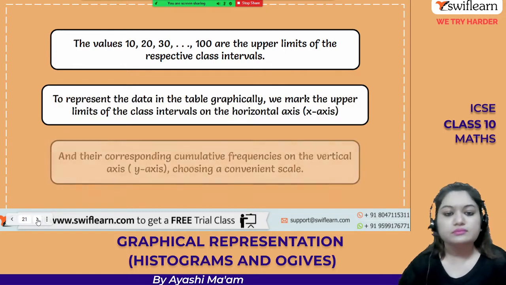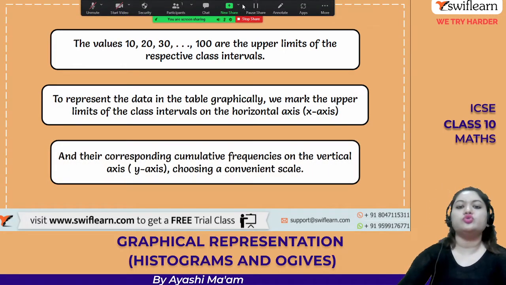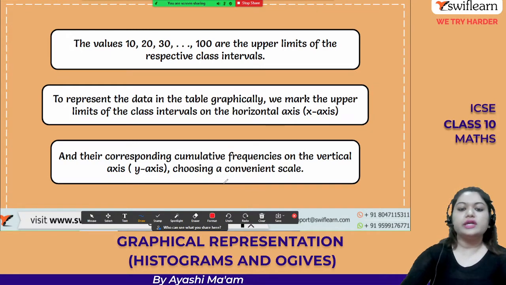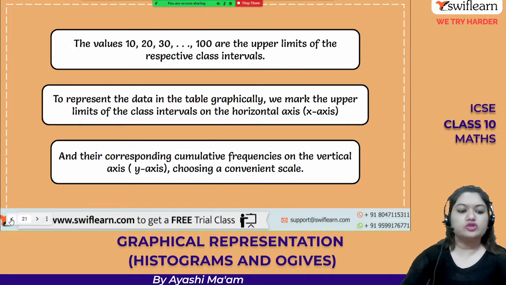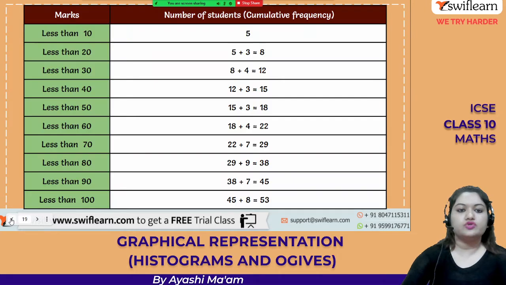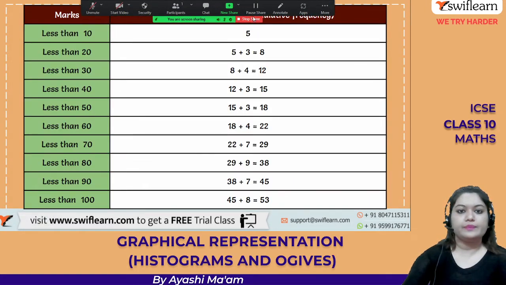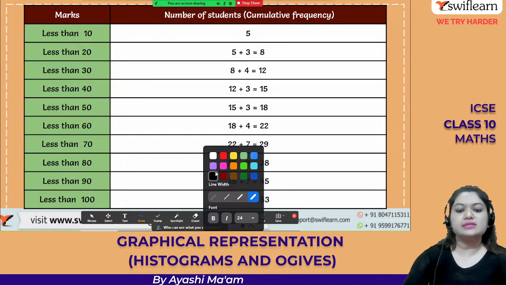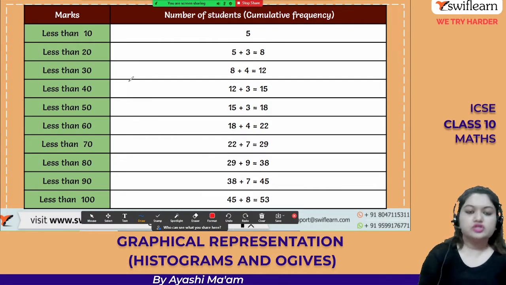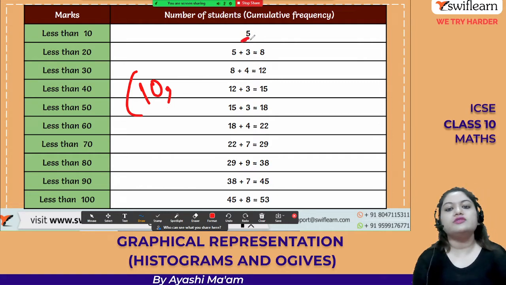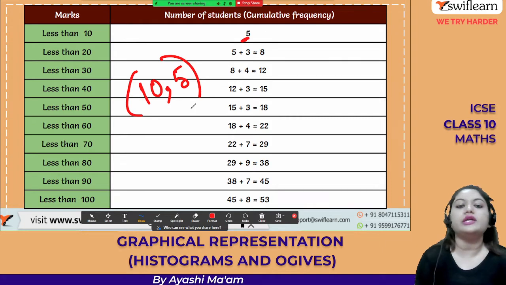All right. So how are you going to represent it on the curve? So it goes like, let me go back to the chart and let me show it to you. So 10 is the upper limit. Okay, so the point will look like this: 10 comma the cumulative frequency you have to take, that is 5. This will be your first coordinate point.